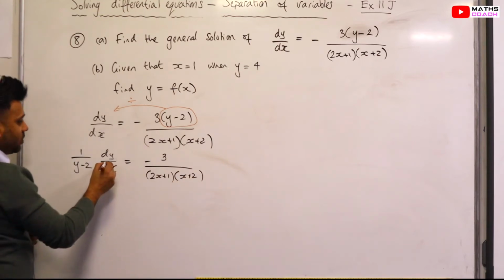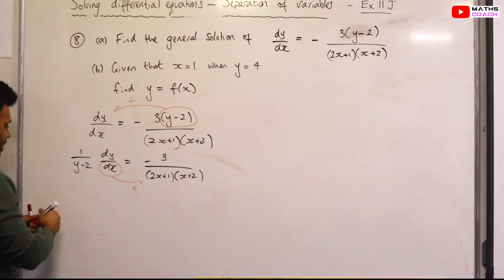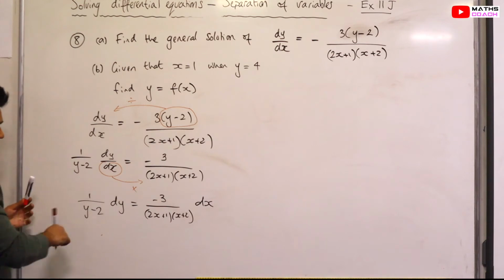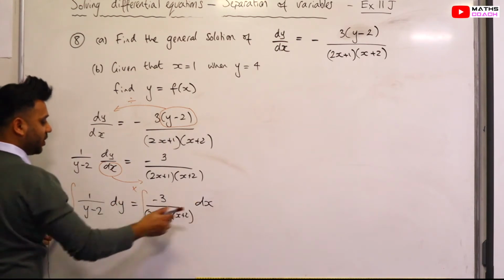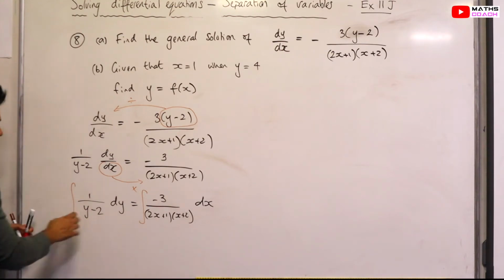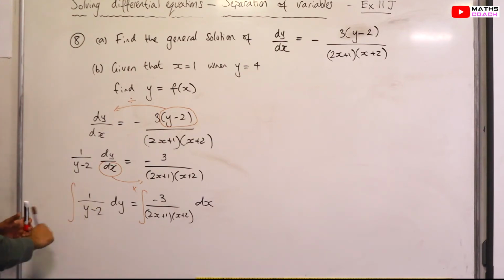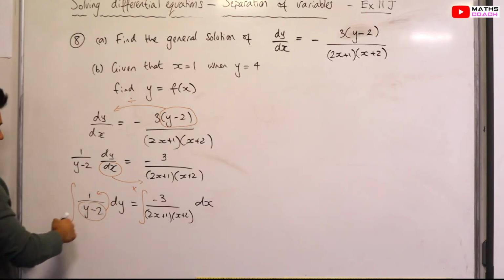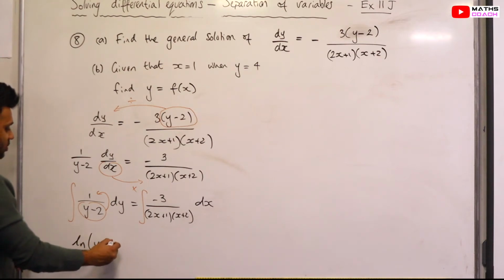And now we have to move the dx across to the other side and multiply. So the variables are now separated. We can now integrate the left side with respect to y, and integrate the right side with respect to x. Now, the left-hand side is a straightforward integration, because if we differentiate the denominator with respect to y, we get a 1, which is what we have on the top there. So that tells us that the left-hand side is going to be the ln of y minus 2.